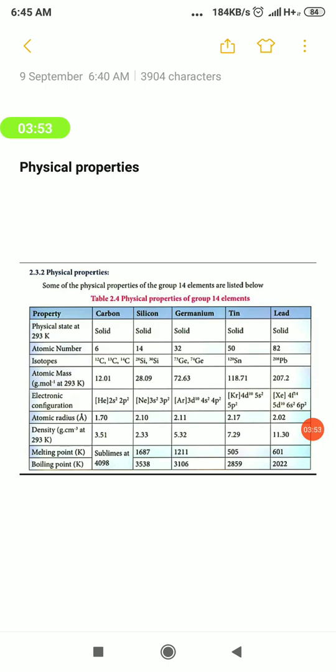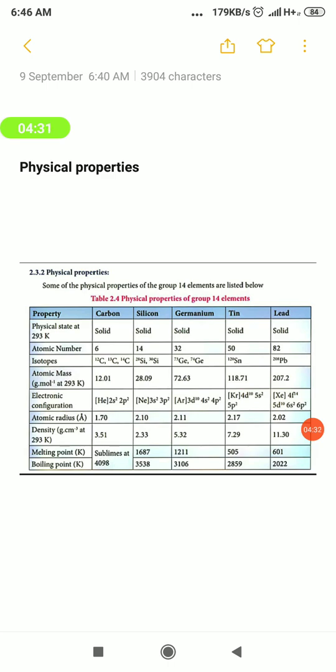Electronic configuration, we know about the general electronic configuration of the carbon family. For boron family it was ns2 np1, and for carbon family it is ns2 np2. The p orbital will have 2 electrons. Okay, then for carbon it is 2s2 2p2, then for silicon it is 3s2 3p2, then germanium 4s2 4p2, tin 5s2 5p2 and lead 6s2 6p2. Understood?